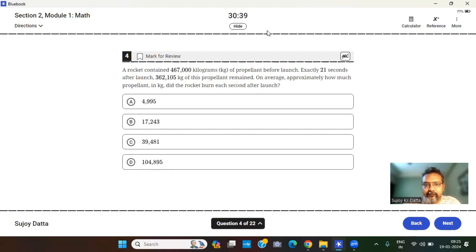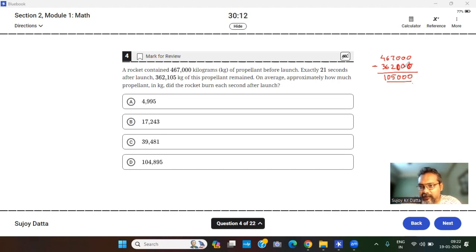So if I were to compute, 467,000 minus 362,105. If I ignore the 105 also, say this is 362,000, so this would be what? 105,000. See, I am making an approximation here. I just reduced the 100, right?